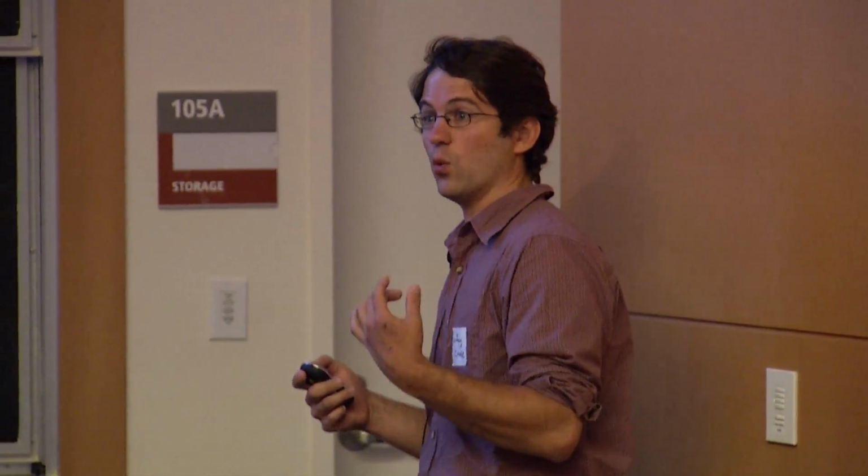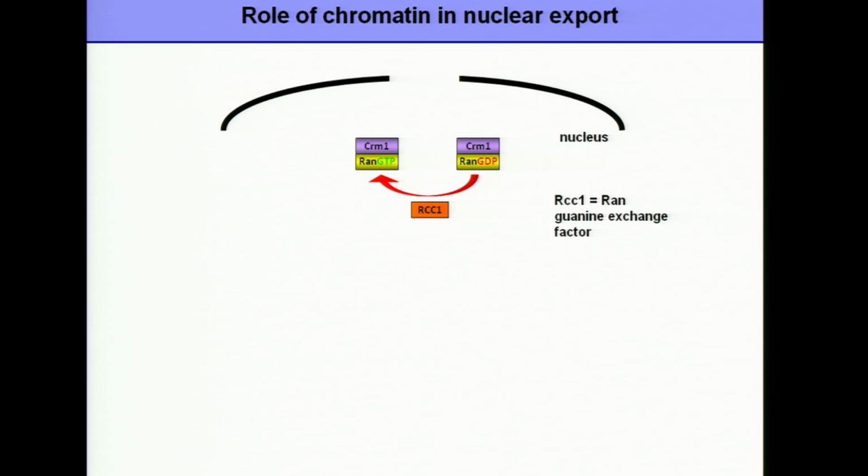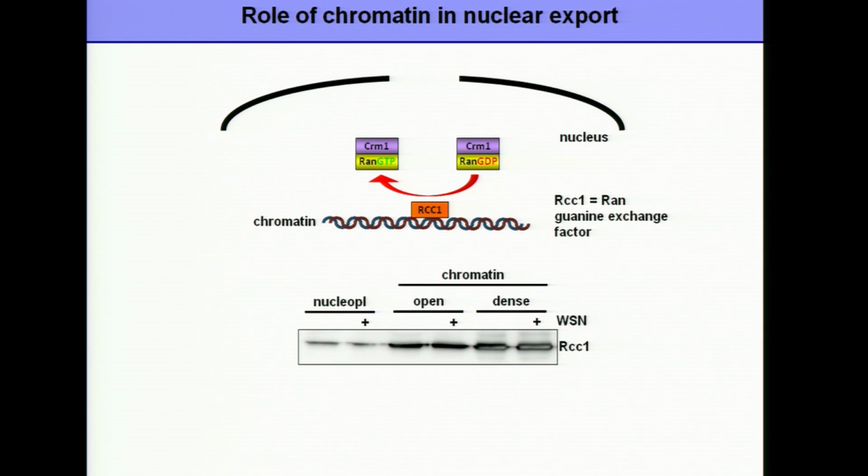And like all GTPases, RAN has a cognate guanine exchange factor. And this is a protein known as RCC1, and as it turns out, RCC1 is located on the chromatin. And if we take a look at which part of the chromatin, the open or dense chromatin, we find more at, it turns out it's most highly enriched on the dense chromatin fraction.